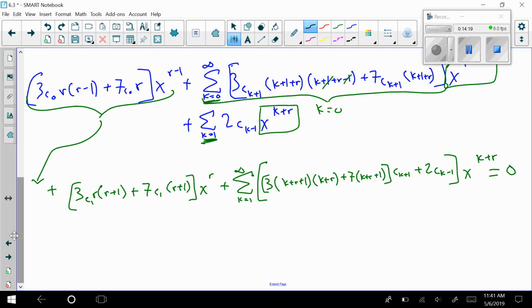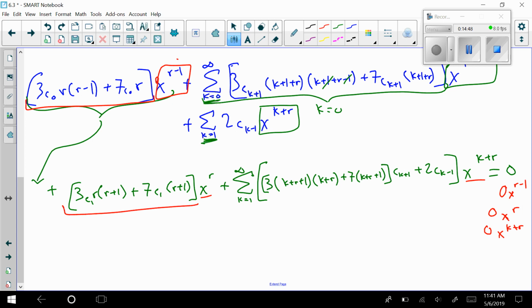And what we're going to do now is we're going to play the matching game, and we're going to match some stuff up. This has 0 x to the r minus 1, right? And this has also 0 x to the r, and it also has 0 x to the k plus r. So because all these are 0, we need to take these things that they're attached to and set them equal to 0 and try to do the matching of the coefficients like we've done before. I will be doing that, but you should try it out on your own first. In fact, I'm going to stop this video here, and we will pick it up right here on the next video.